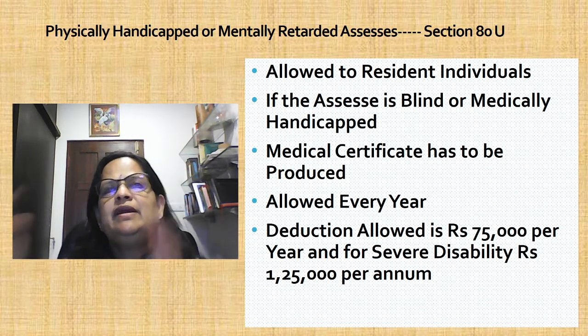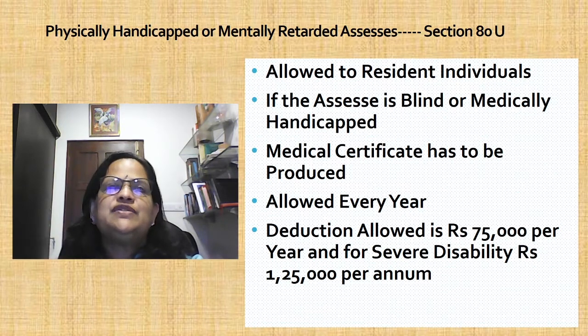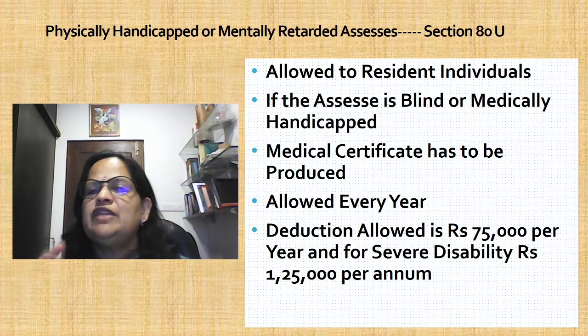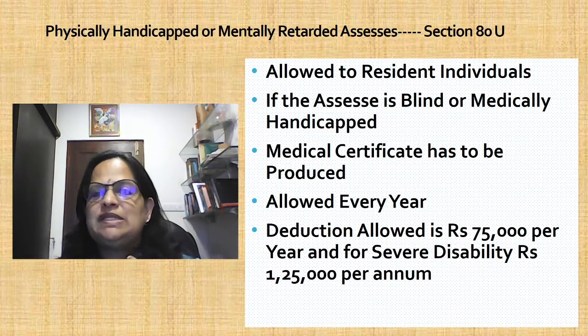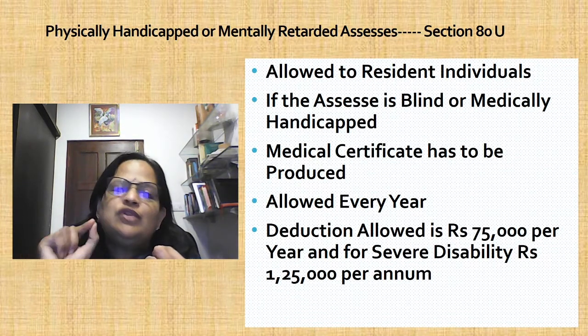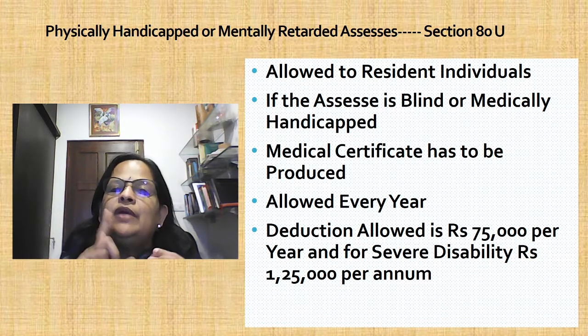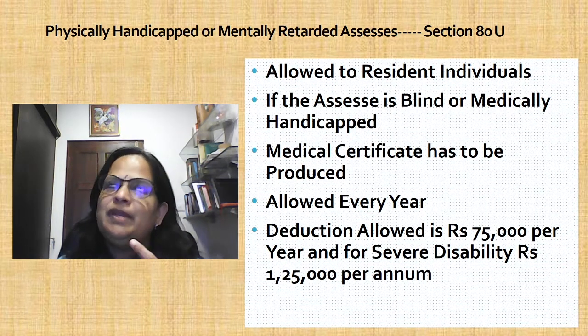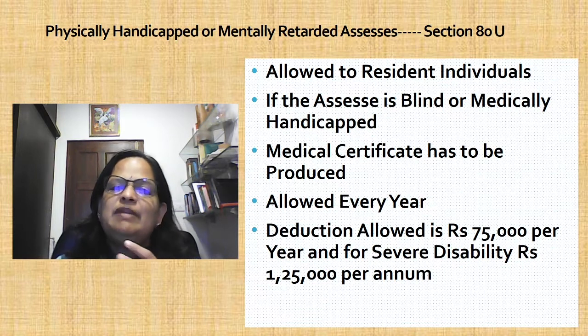Ordinarily abled means the deduction will be different. In the case of severe disability, it is 1,25,000. Ordinarily differently abled means it's only 75,000 deduction. That is what I'm going to explain. It is allowed to resident individuals. For each category, who is eligible is very important, and that will always be the first point I explain. Now, if the assessee is blind or medically handicapped, he can claim this deduction. A medical certificate has to be produced from the government doctor. So that only will be applicable.